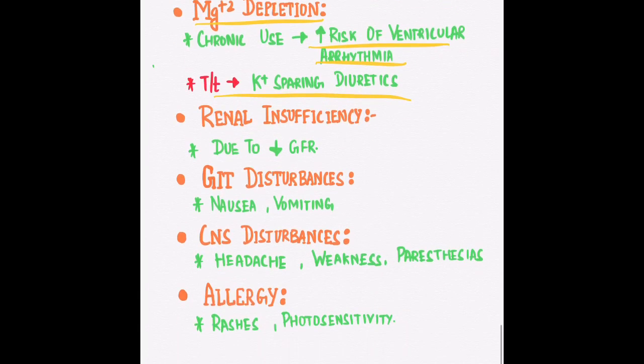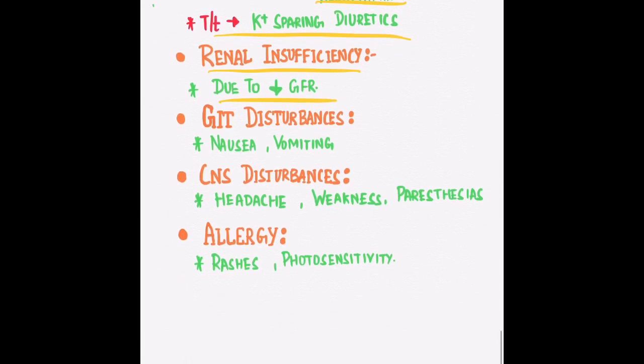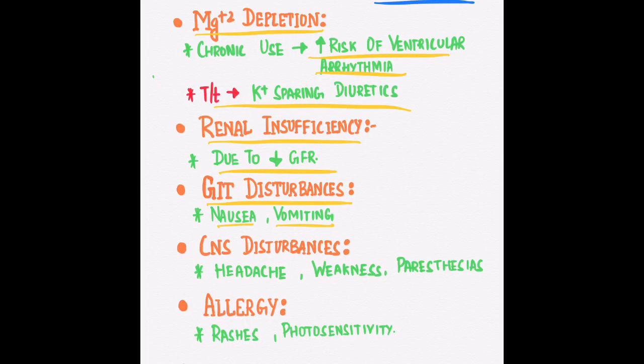Thiazides may also activate renal insufficiency as they reduce the GFR. They also cause several gastrointestinal disturbances which manifest as nausea, vomiting, and diarrhea. Thiazides also cause certain nervous disturbances such as headache, weakness, paresthesias, and impotency. They also manifest several allergic reactions such as rashes and photosensitivity.